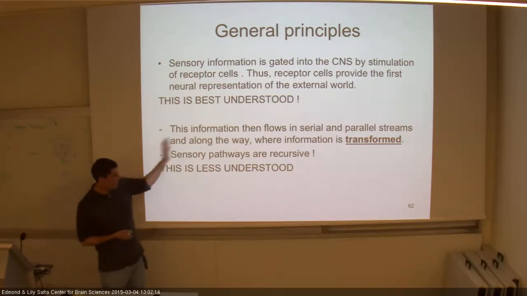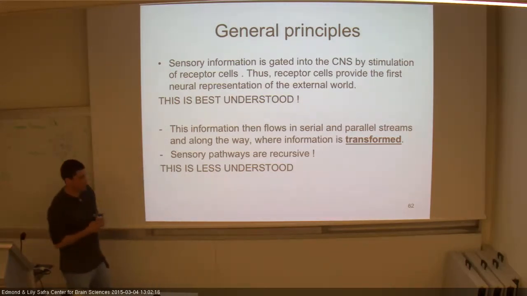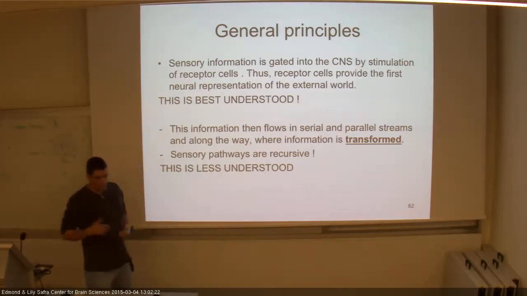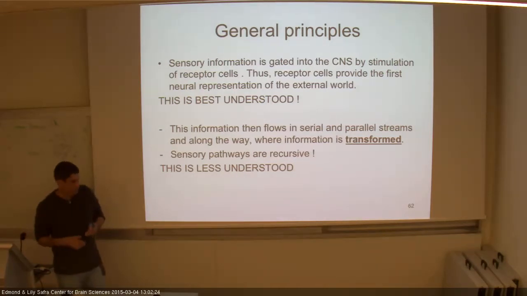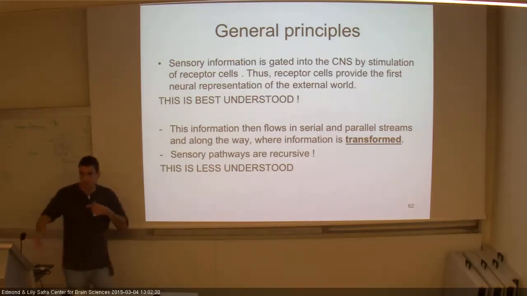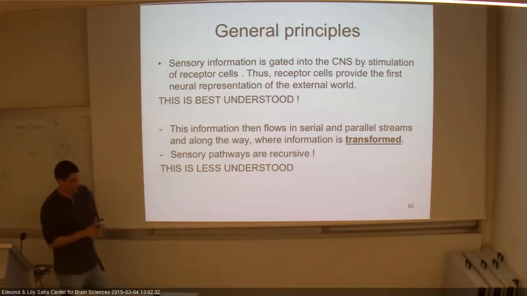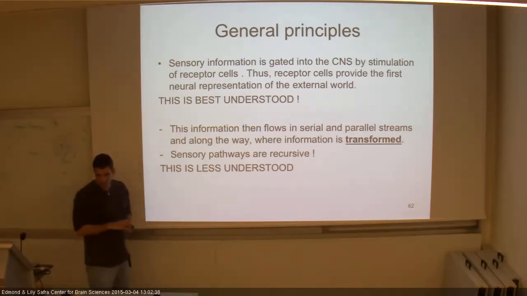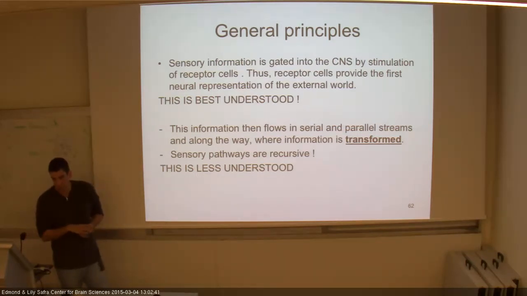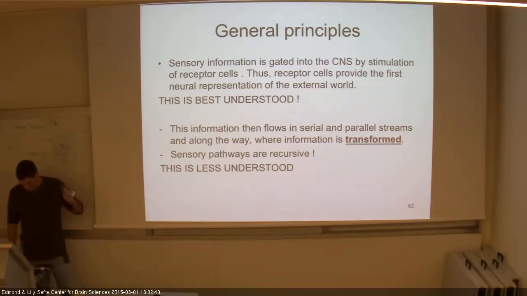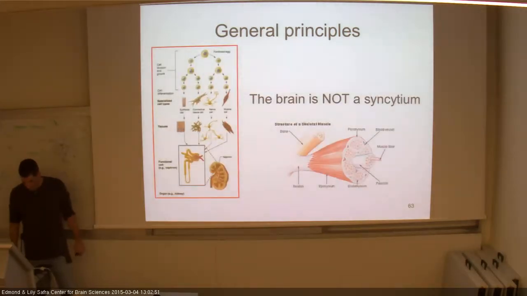But once we go into the brain, the information flows in serial and in parallel streams, and along the way, the information is continuously transformed. It's changed. Sensory pathways, like people mentioned here, are recursive. You get a lot of feedback loops, and things go again in parallel, etc. And this is far, far less understood. So in that sense, you are coming at the right time to neuroscience. Definitely, things are not going to be solved by the time you retire. So you should be happy that you have a job.